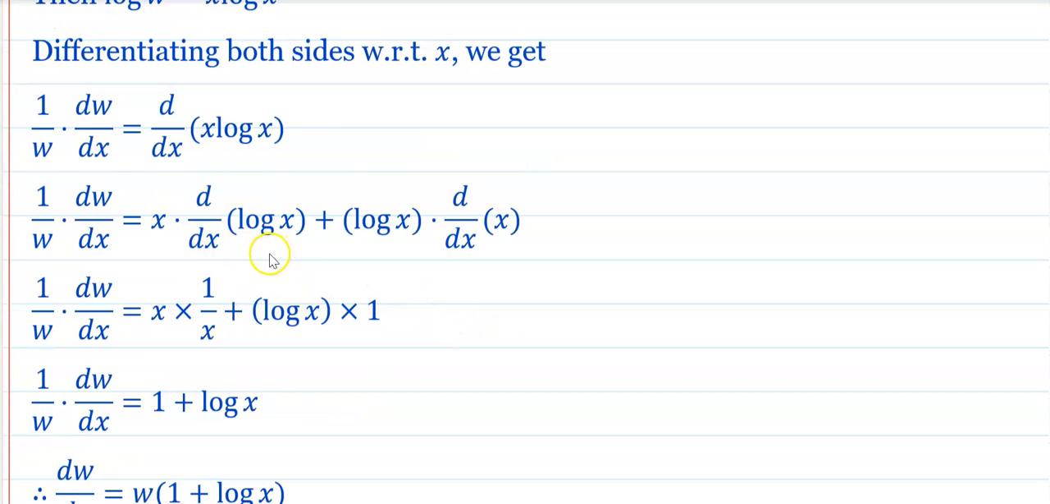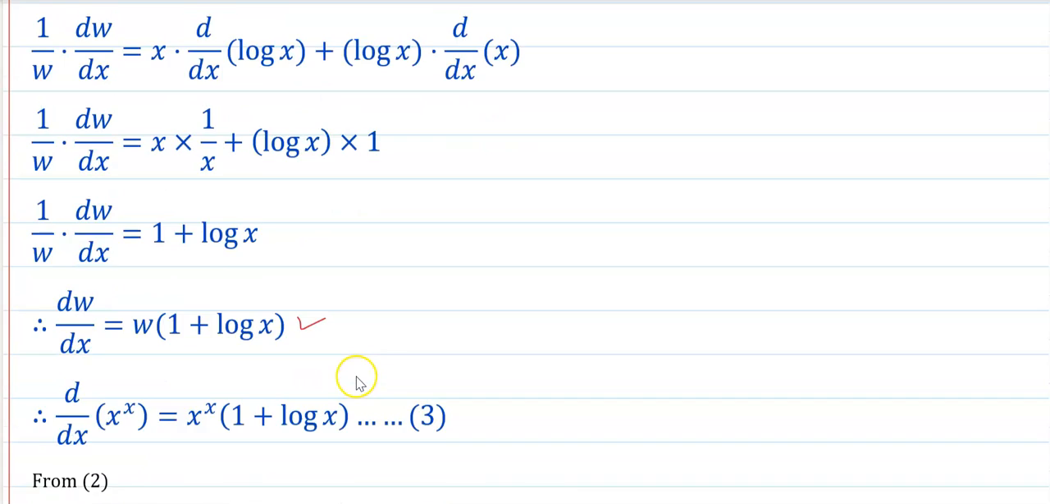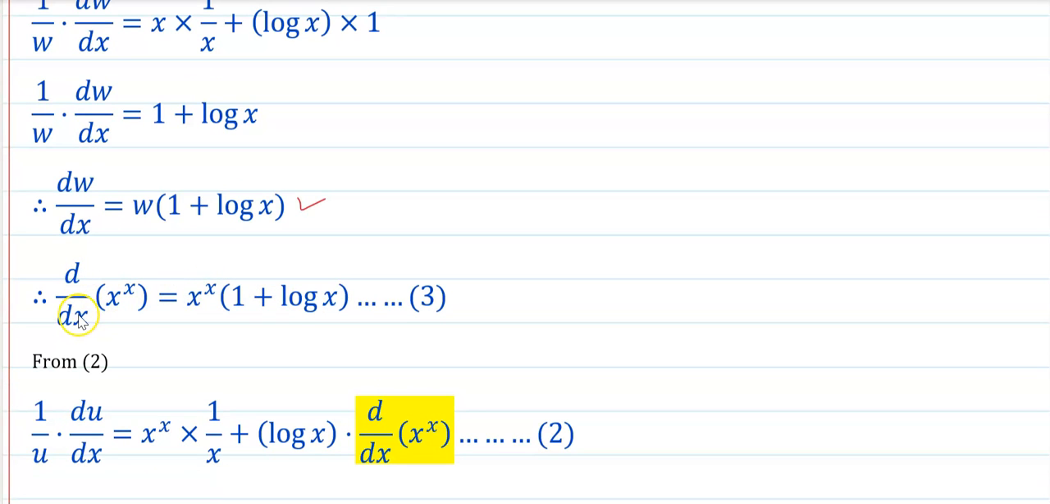What's the derivative of log of x? It is 1 upon x. x into 1 upon x, you will get 1. Log of x into d/dx of x is 1. Therefore 1 plus log x. Therefore dw by dx is equal to w in bracket 1 plus log x. Therefore d/dx of x raised to x is x raised to x in bracket 1 plus log x.